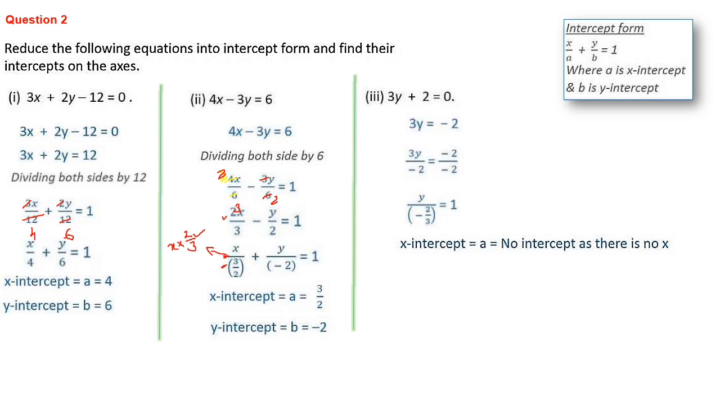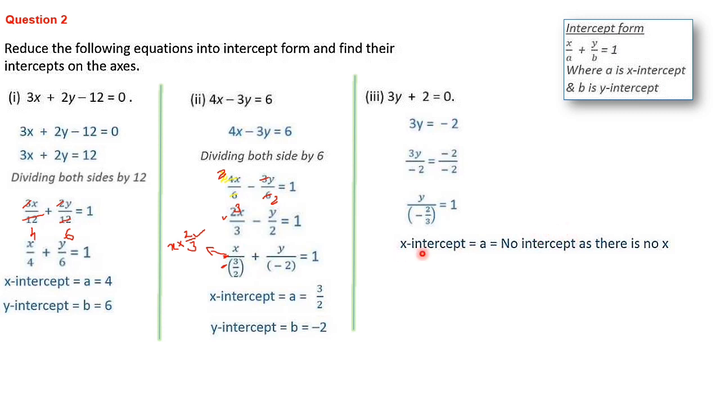So usually what we do is, x-intercept is not there means we write it as 0, but don't write. Here x-intercept is equal to no intercept, as there is no x. That is what we have to write. No intercept we have to write. Please don't write it as 0 there, because 0 is a number, a number which is on the x-axis or y-axis.